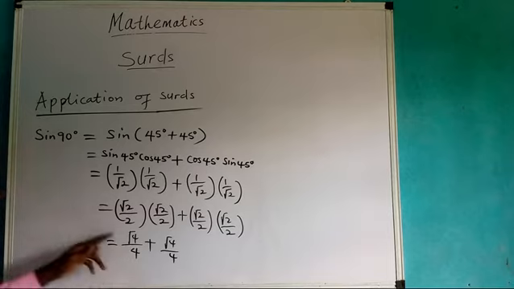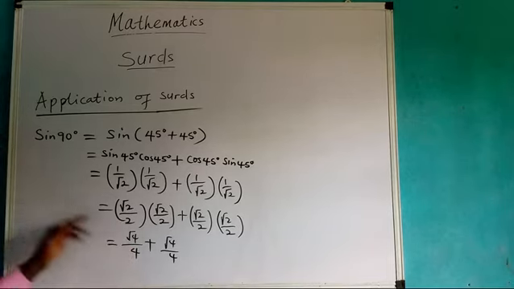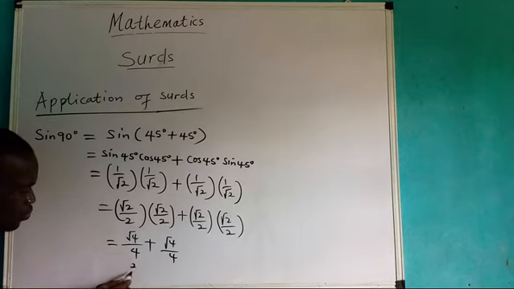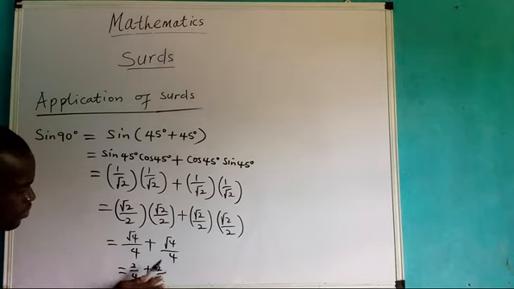Please don't forget that root 4 is a perfect square. Root 4 is going to give me 2. So 2 over 4. Okay, while for this one, I also have 2 over 4. Okay, we have fractions. Please don't forget. Now, what can we do?